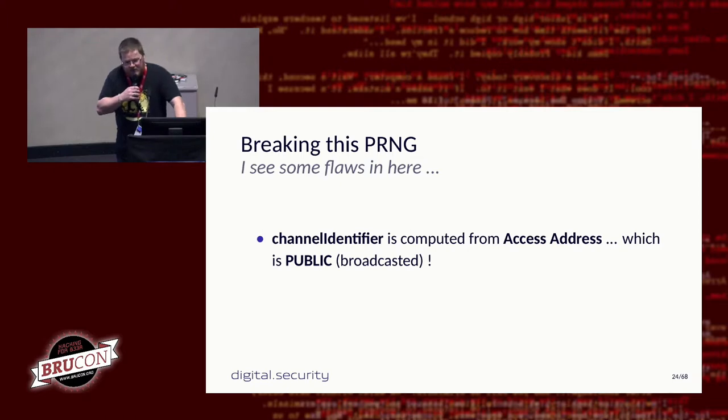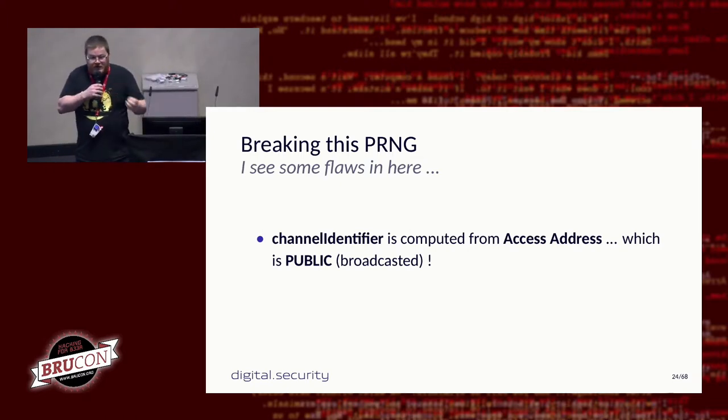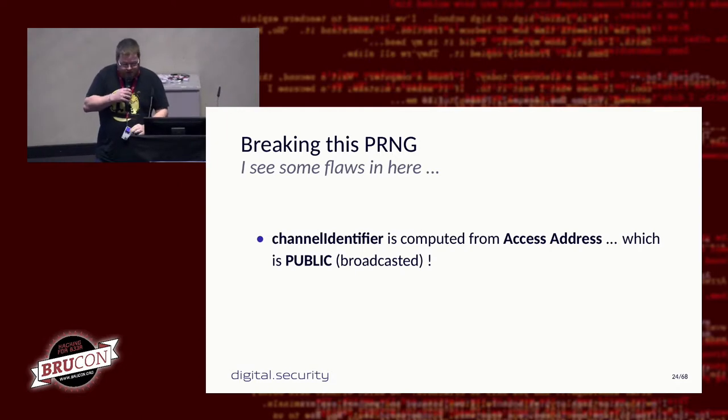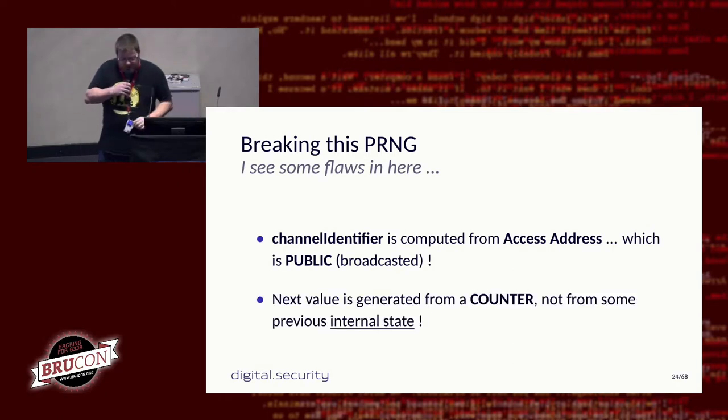The first one is that the channel identifier is public, as I said previously. This is a public value, a 16-bit value you can compute from the access address. So we know this. If we are going to hijack or jam a connection, we need this access address value, so we know the channel identifier.